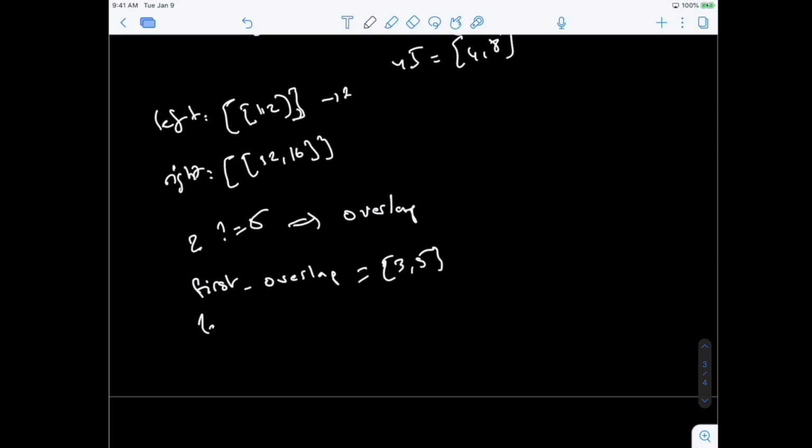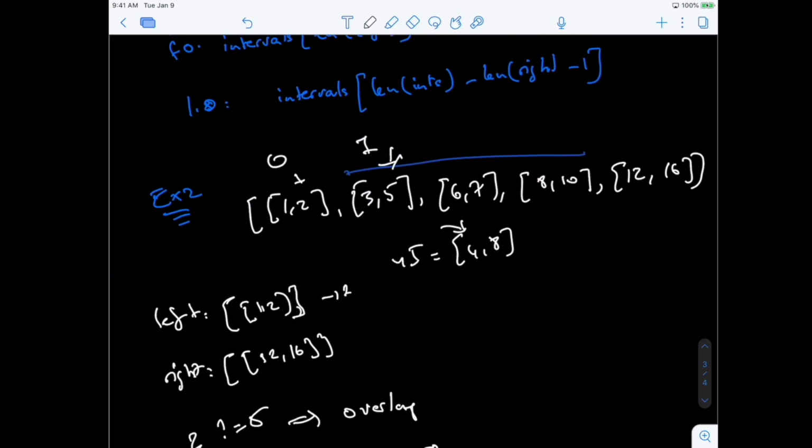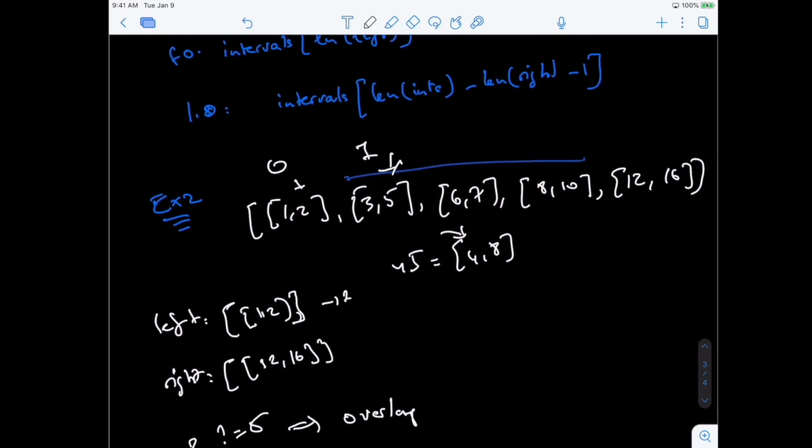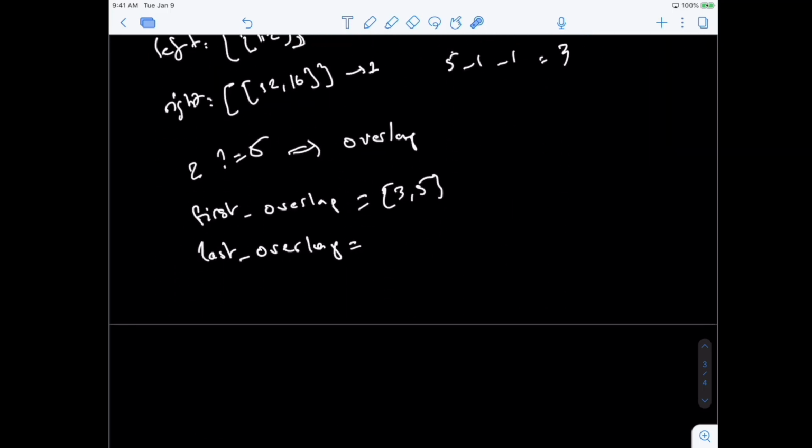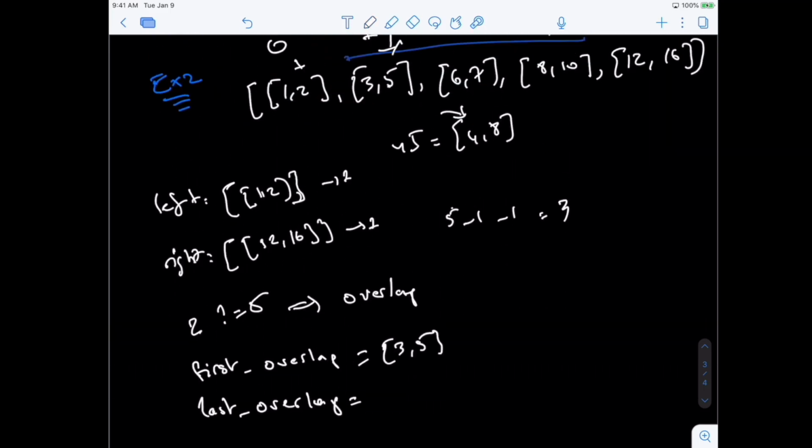What is the last overlap? The last overlap is going to be the length of the intervals, 1, 2, 3, 4, 5, so 5, minus the length of the right, which is 1, minus 1. The length of the intervals minus the length of the right minus 1. So this will be 3. So 2, 3, and this is actually correctly the last overlapping one. And so the last overlap is going to be 8, 10.